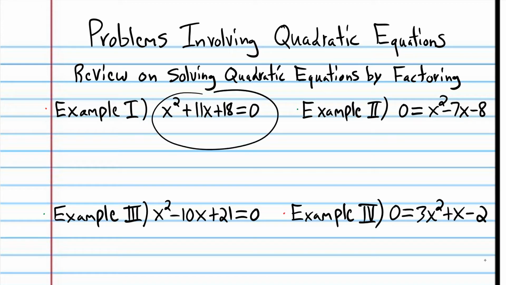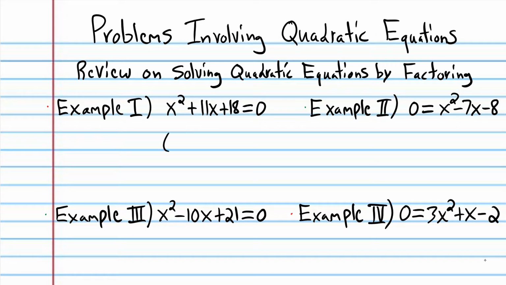So here we have a quadratic equation. How do I know that? Well, I have a variable squared, a variable times a number, and a number with no variable, and no other letters. So that means it's a quadratic equation. And we're going to solve this by factoring. It just so happens that this expression can be factored.